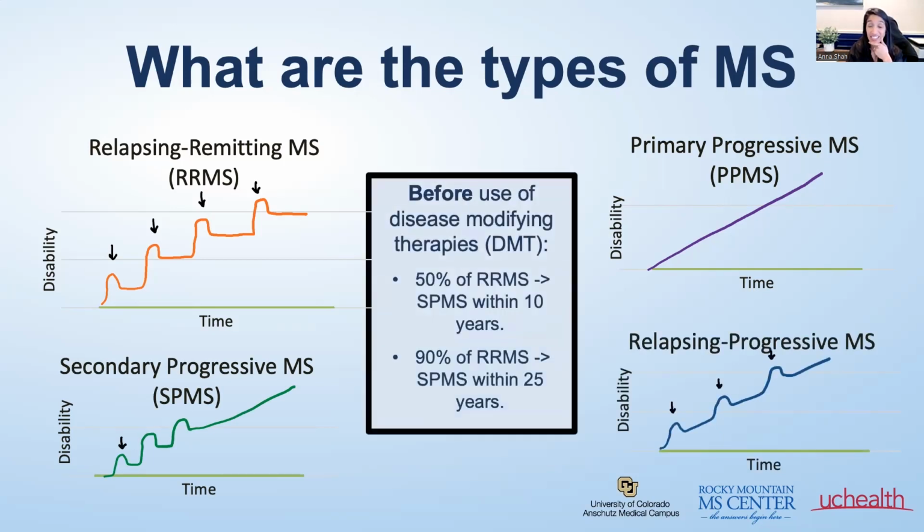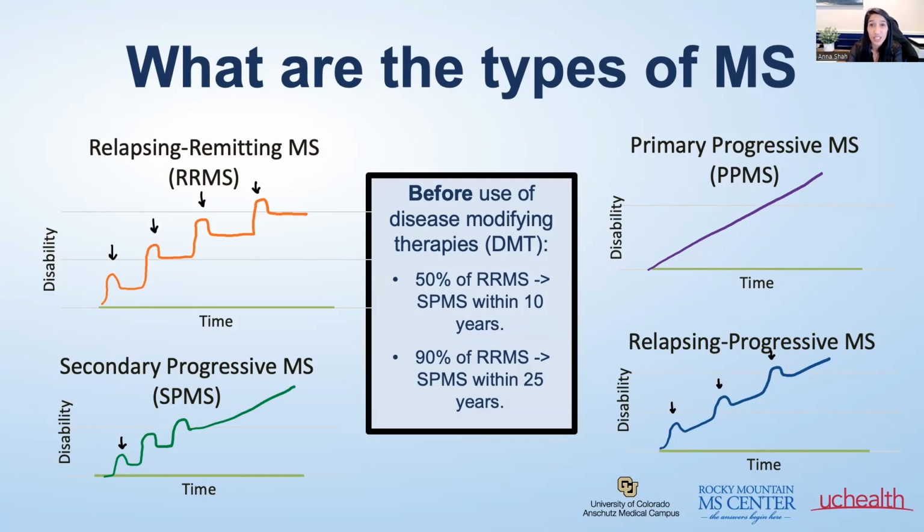Now, one of the things that's important, and one of the things I like to emphasize with my patients that are sometimes hesitant about starting treatments for MS, is we know a lot about what happens if we don't treat. So before we had good, effective disease modifying therapies, about 50% of people in this category, the relapsing remitting, turned into this secondary progressive MS within 10 years. And about 90% transitioned to secondary progressive MS within 25 years.